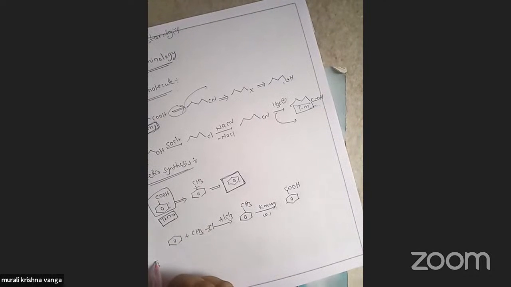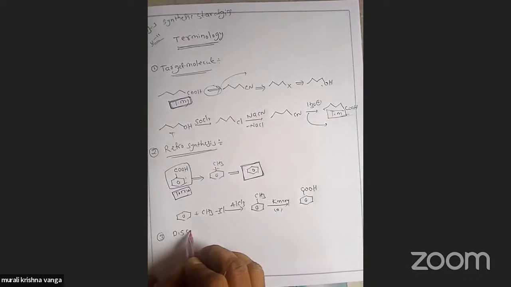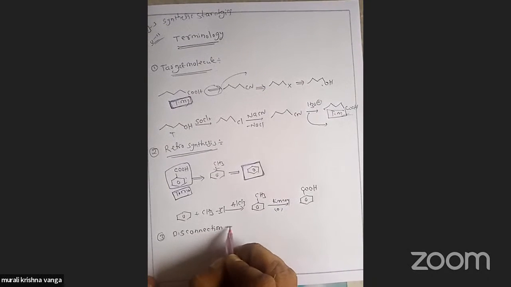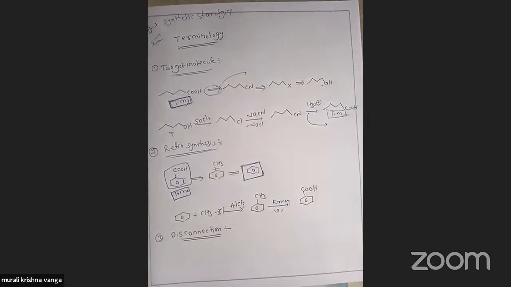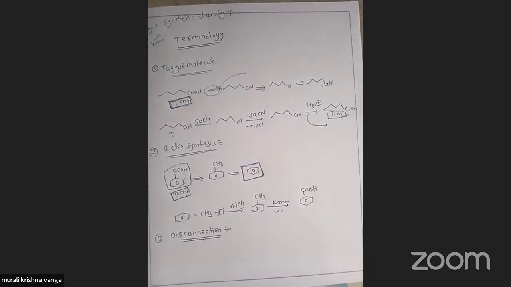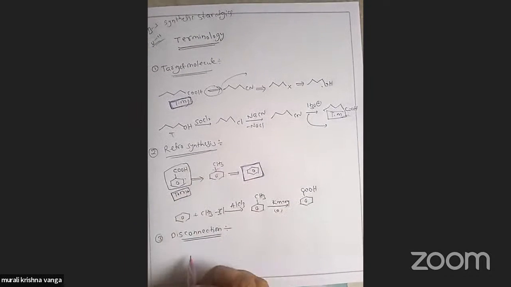Next terminology is disconnection. Disconnection means an imaginary or hypothetical breakage of covalent bonds in a target molecule or in a retrosynthetic analysis.